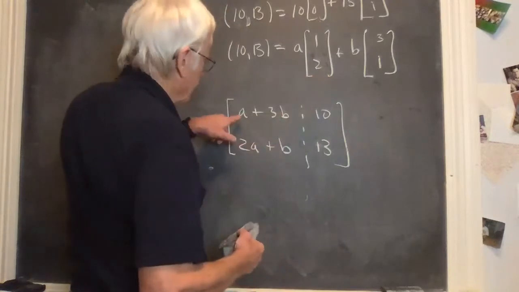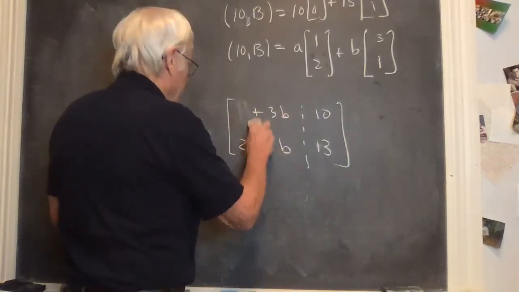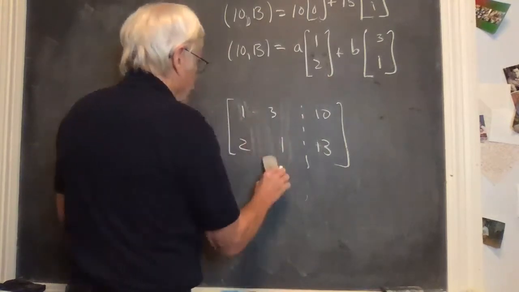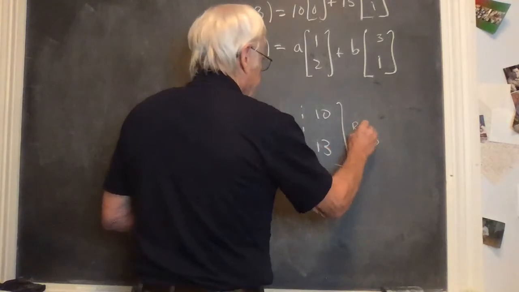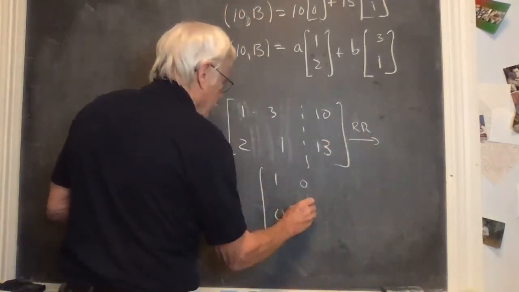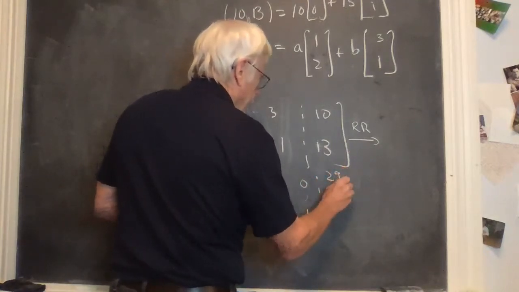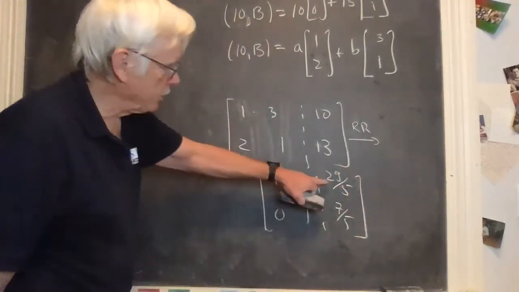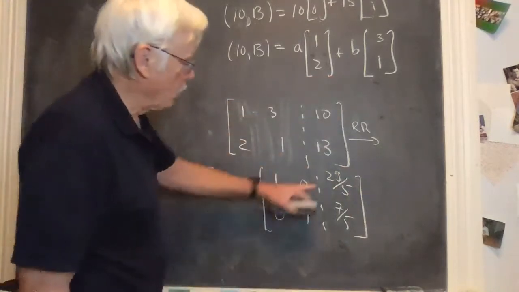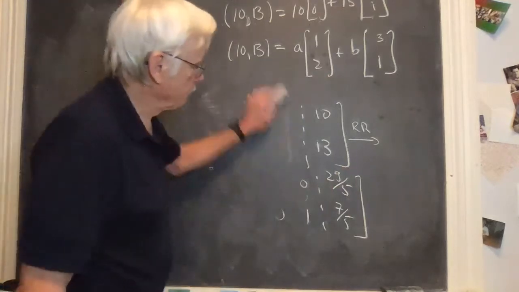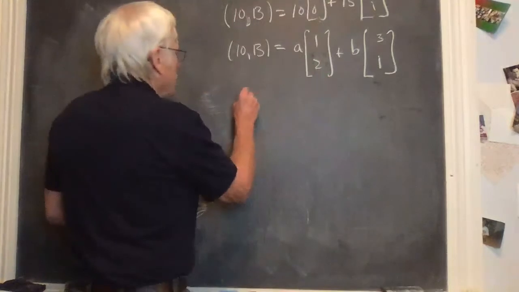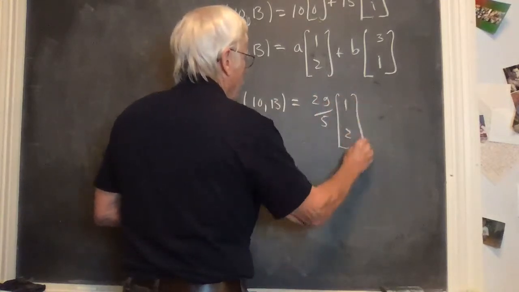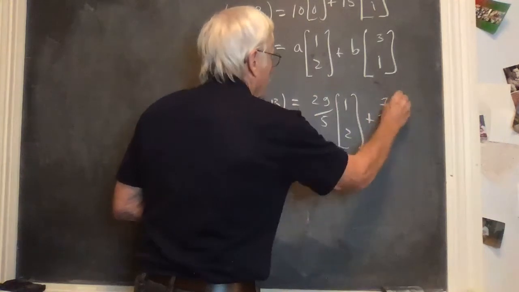So in order to solve, these are the equations, a plus 3b equals 10, but we don't want to write the a's and b's here when we write the matrix. So this is the matrix that we want to row reduce. When we do, we knew we were going to get (1, 0) and (0, 1) here. Over here, we get 29 fifths, and here we get 7 fifths. So that means that this vector can be written in terms of these two basis vectors from B1, and the solutions are this. So (10, 13) equals 29 fifths times (1, 2) plus 7 fifths times (3, 1).